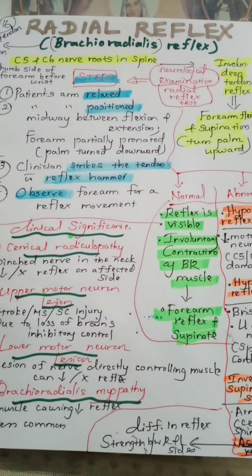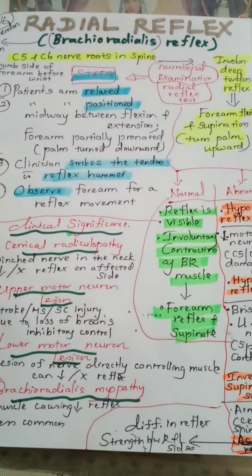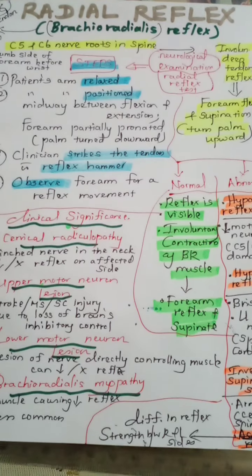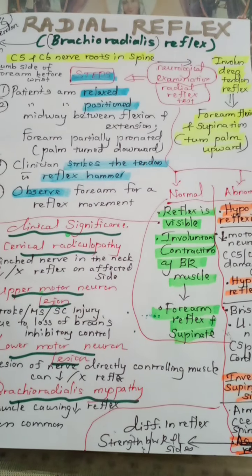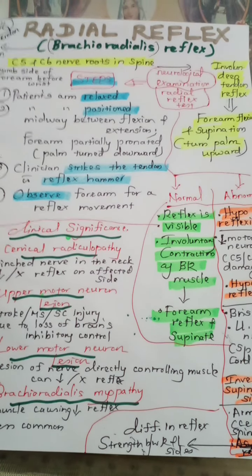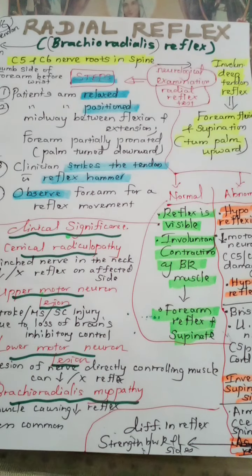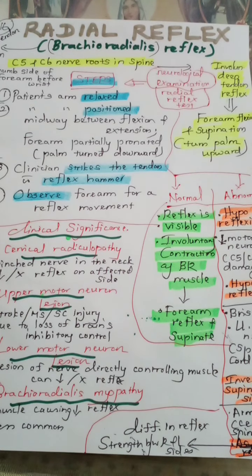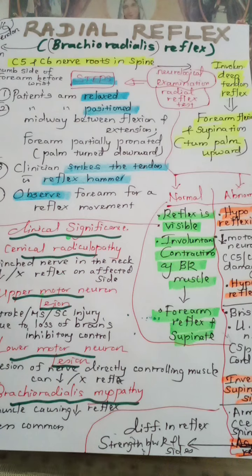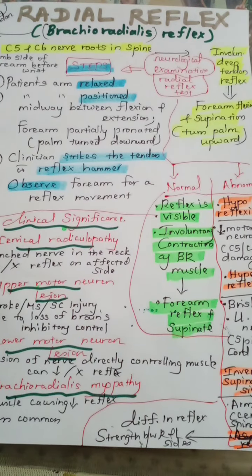Good morning. Today we begin to address a term called radial reflex, also known as brachioradialis reflex. So, what is brachioradialis? Well, it's a tendon present on the thumb side of the forearm before the wrist region. All right? But what is reflex then?